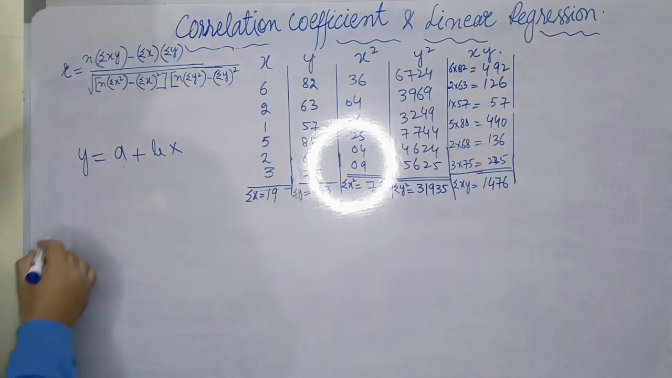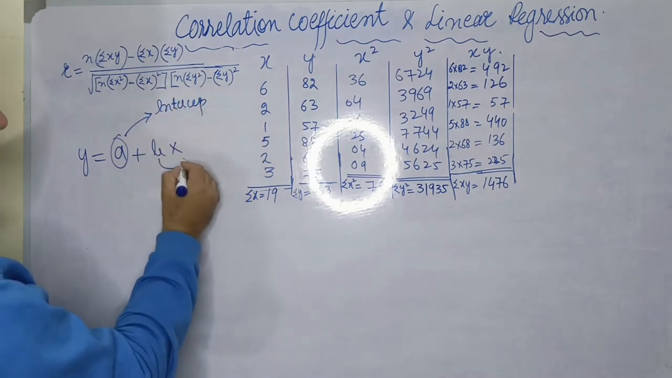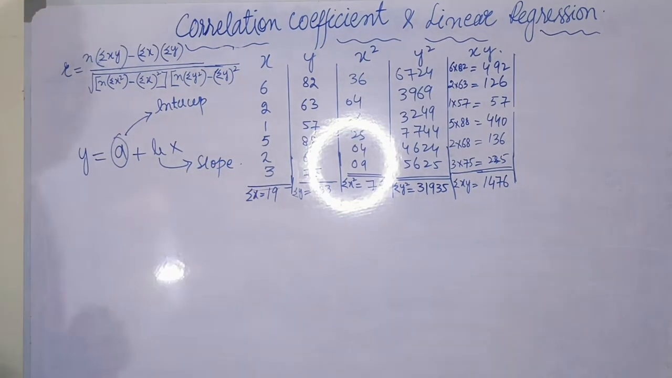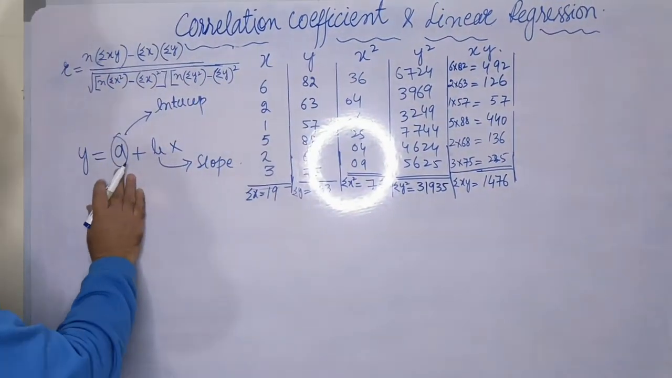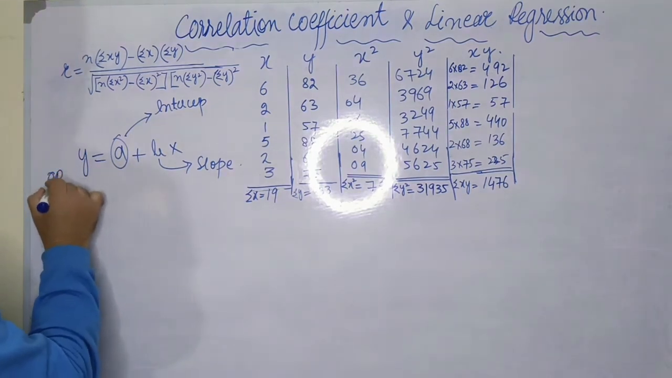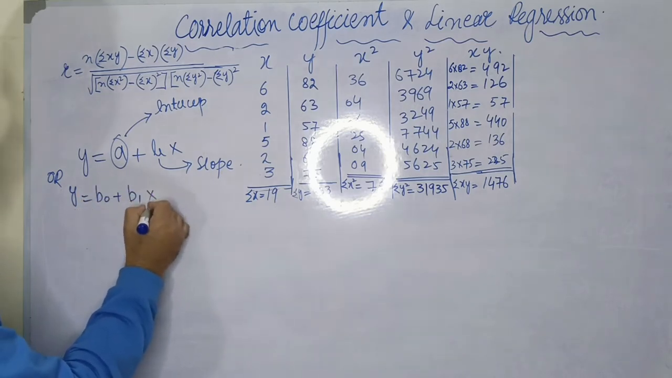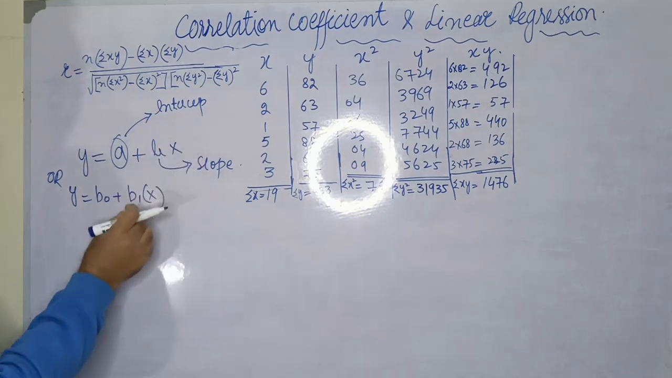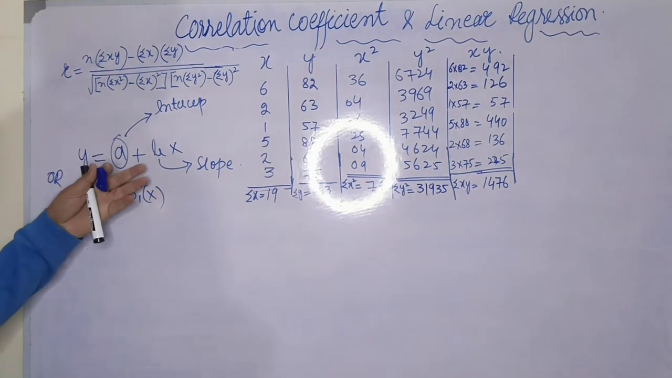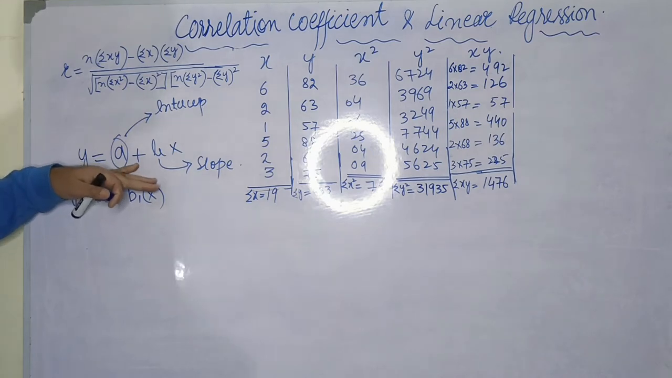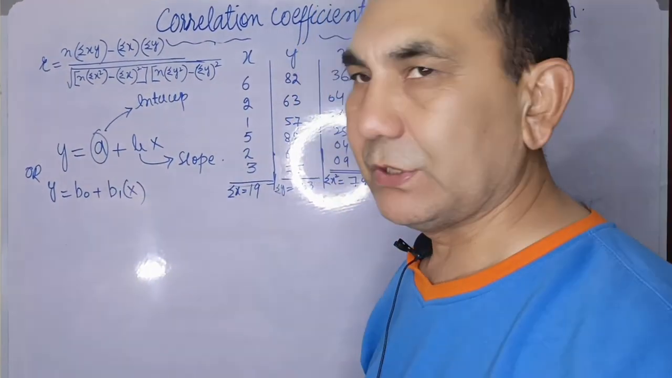A here is the intercept, it is called the intercept, and B is called the slope, right? And in some books it is written in another form: Y is equal to B naught plus B1X. X is the value and B1 is the slope, B naught is the intercept. But to remember it in an easier way, write down the formula like this: A plus BX. It's very easy to memorize the formula of the linear equation. This is the linear equation.